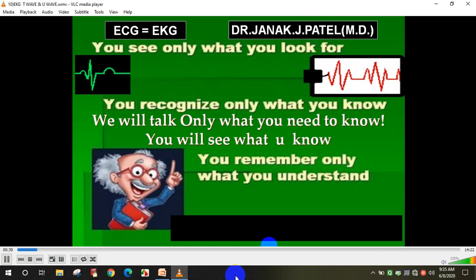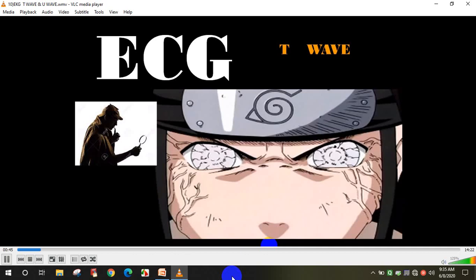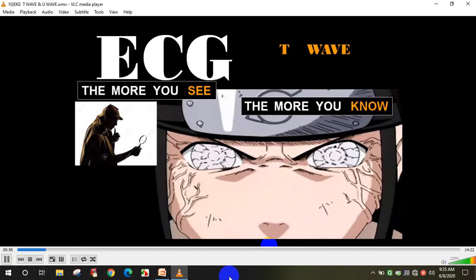So we'll be talking about the T wave today. I'll be talking on the T wave. The T wave is the first upright wave after the ST segment, and it is because of repolarization of the ventricle.